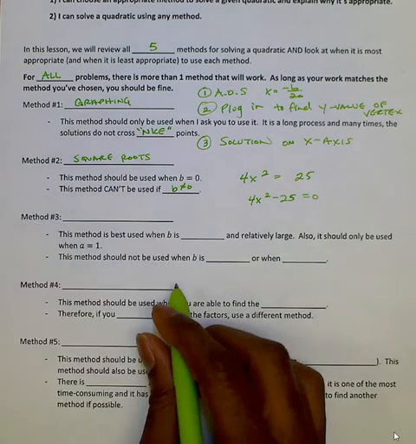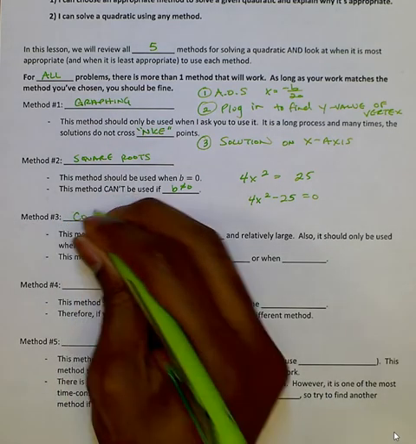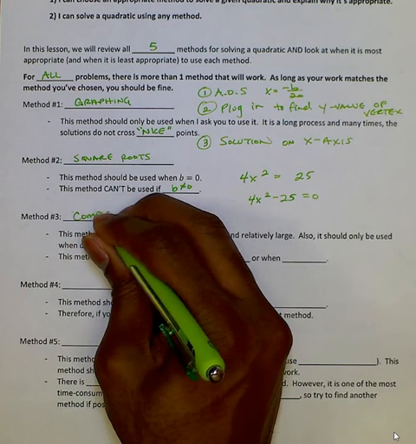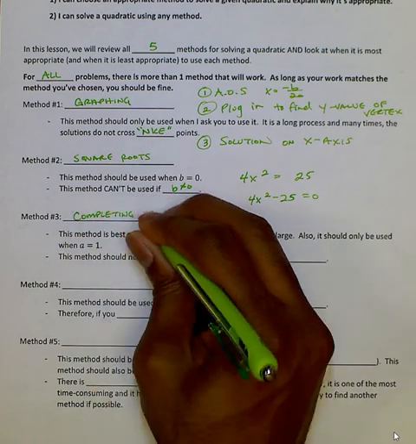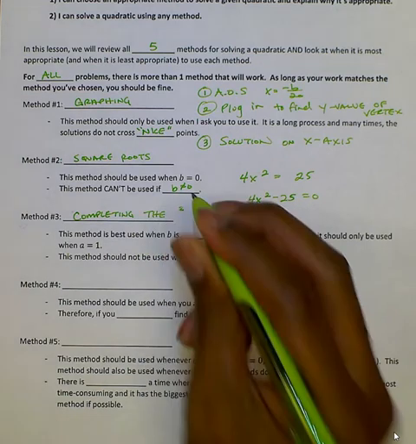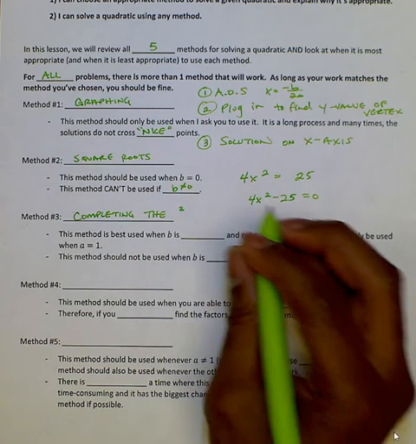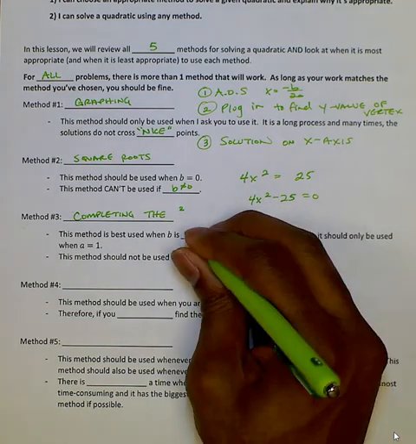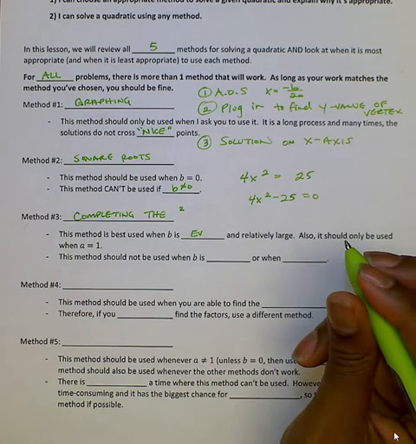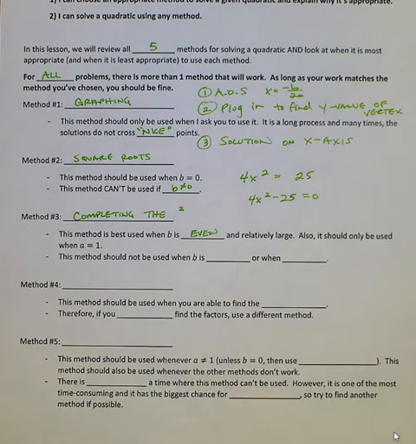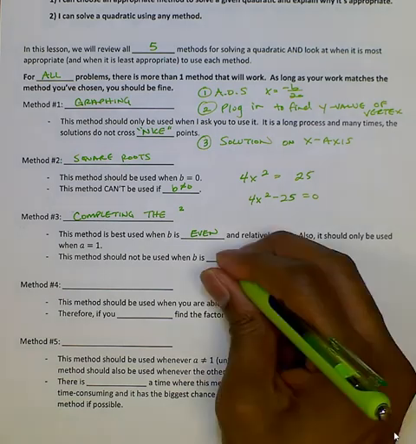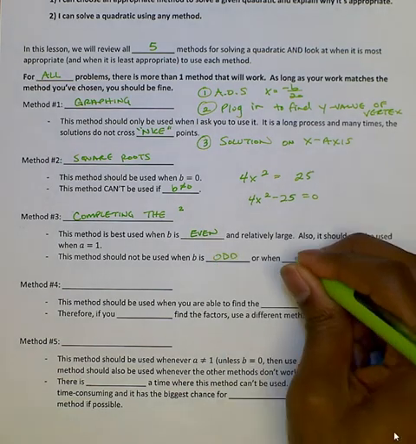Okay, our third method was completing the square. Now, completing the square is best used when b is even, relatively large. And it should only be used when a equals 1. This should not be used when b is odd or when a does not equal 1.